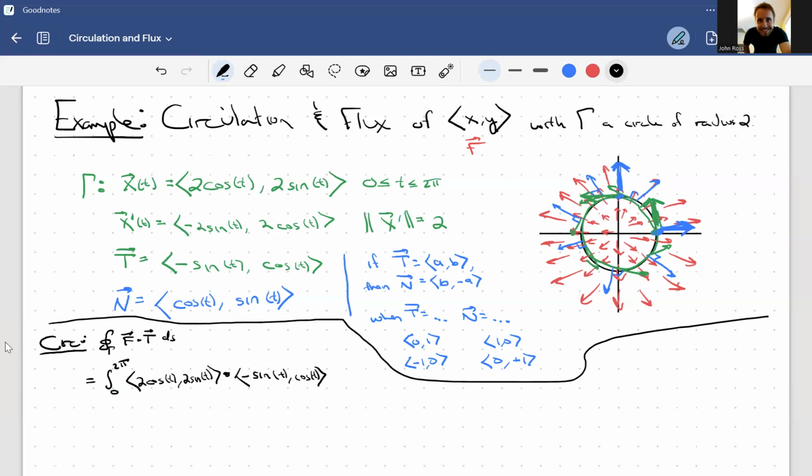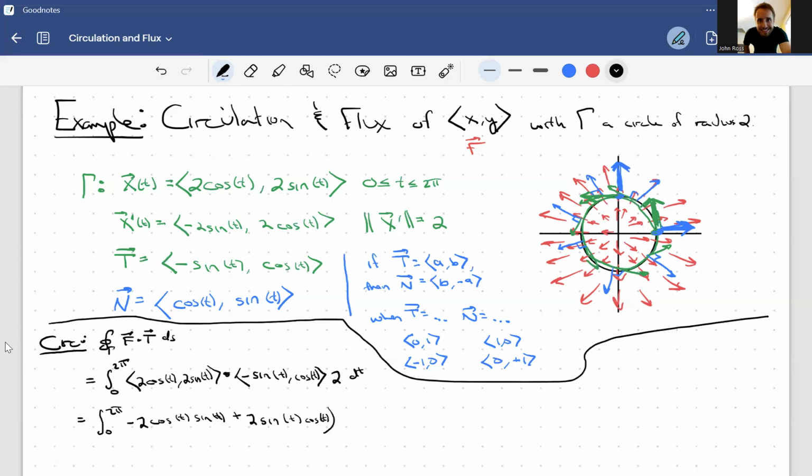And then, because this is a scalar line integral, we're going to multiply by x prime of t. We're going to multiply by the speed, which I guess in this case is just 2. So we'll multiply by 2 dt. But now notice when we go to set up this integral, we have to compute the dot product. So we get 2 cos t times negative sine t. So that's negative 2 cos t sine t plus, and then it's 2 sine t times cos t. So 2 sine t cos t.